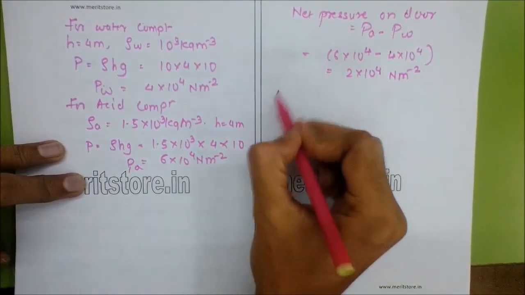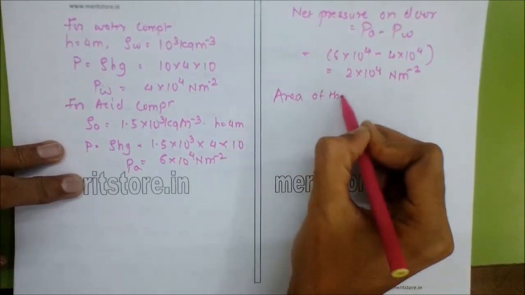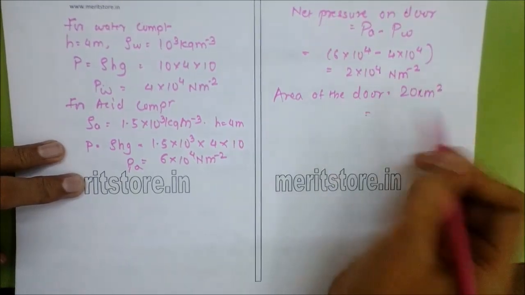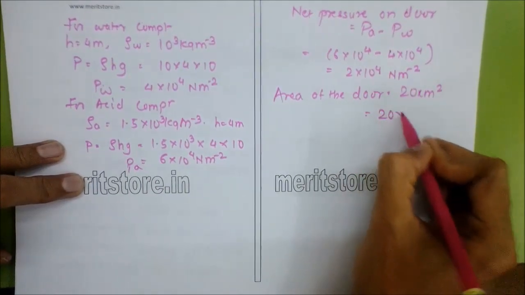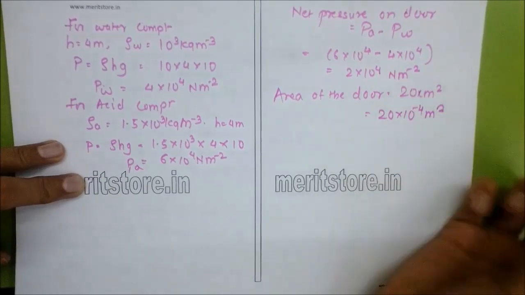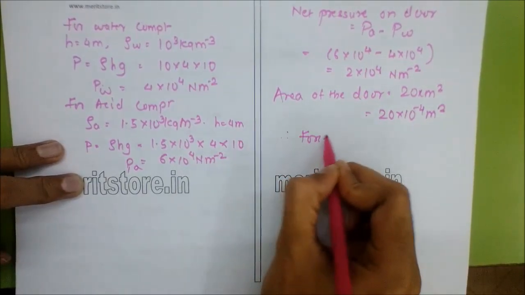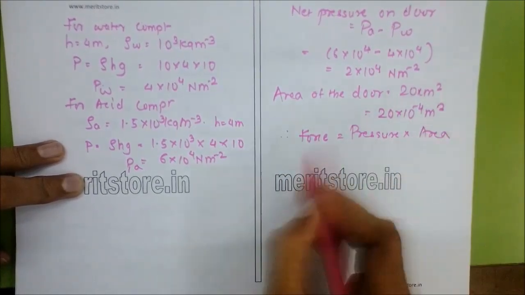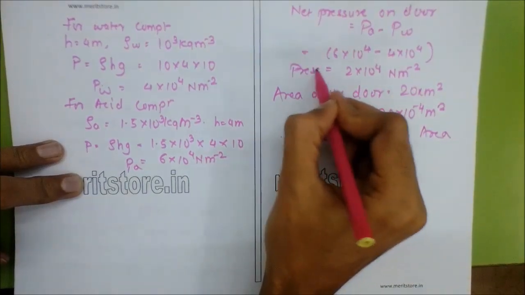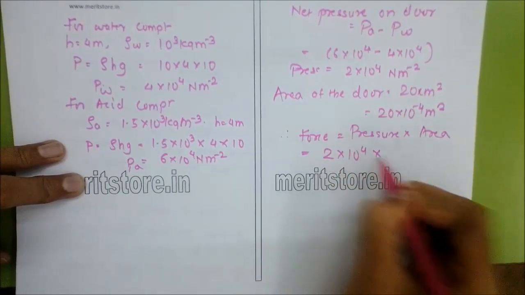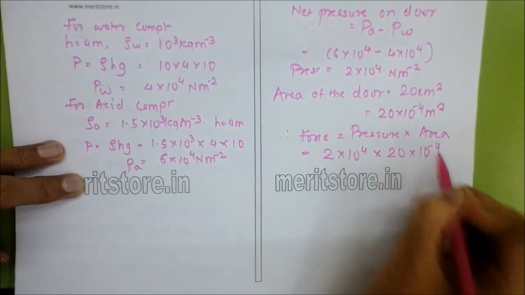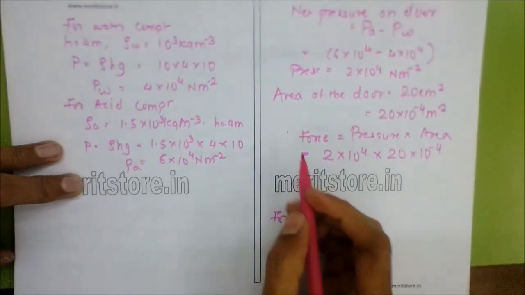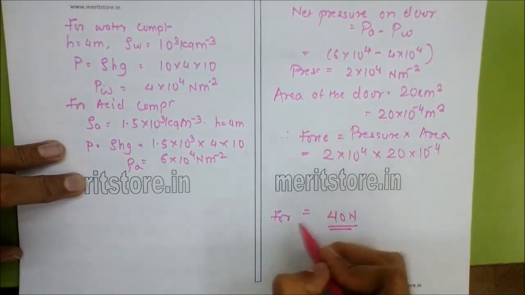Now we are finding out the area of the door. We are given the area, that is 20 centimeters square. So we'll convert it into meters, that gives you 20 into 10 raised to minus 4 meters square. Now we'll calculate the force. We know it is pressure into area. So pressure, we have already calculated the net pressure, that is 2 into 10 raised to 4 multiplied by area, that is 20 into 10 raised to minus 4. That gives you 40 Newton of force applied on the door. So the answer is 40 newtons.